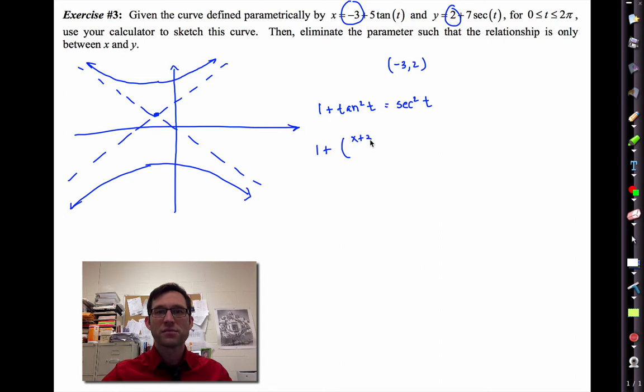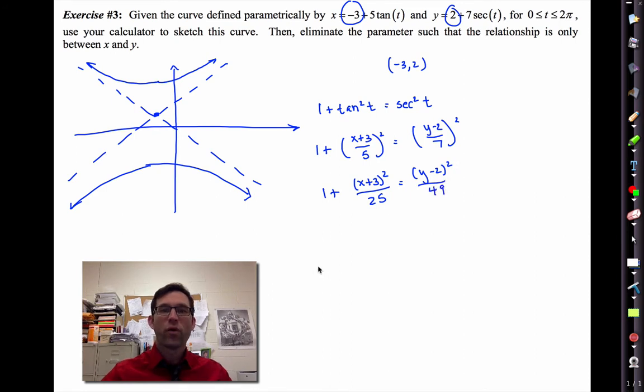Tangent t is (x + 3)/5 squared. Secant t is (y - 2)/7 squared. If I do what I've done a lot of times with circles and ellipses, which is leave the x + 3 unsquared but square the 5, same thing here, right? Then I'm getting it in a form that looks a lot more like an ellipse and a circle.